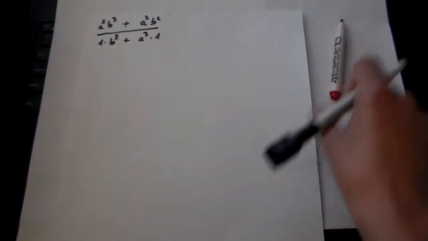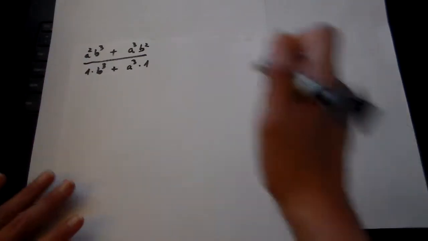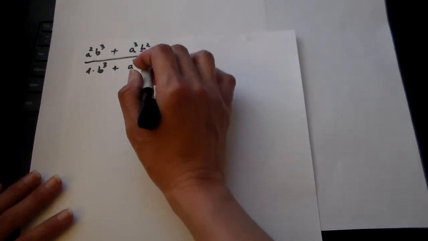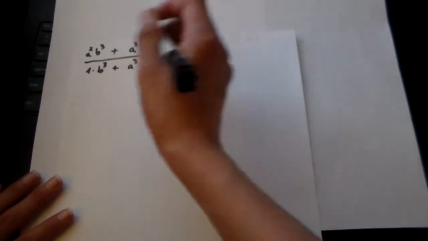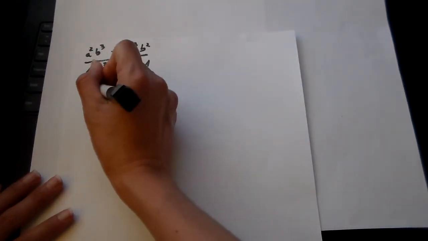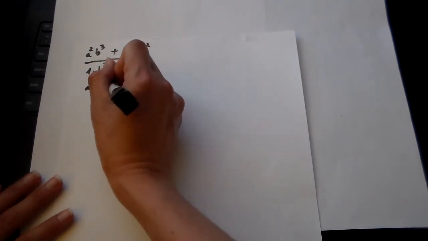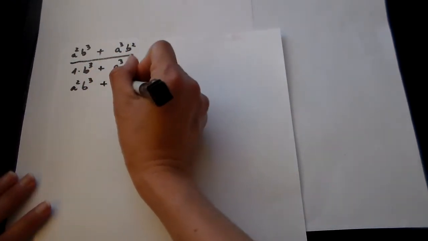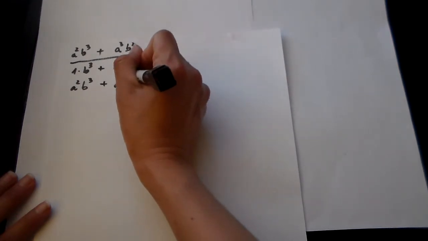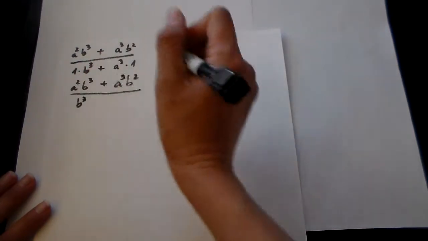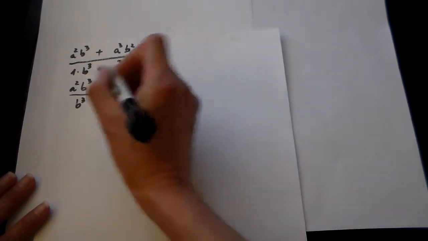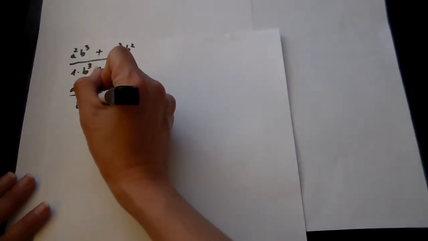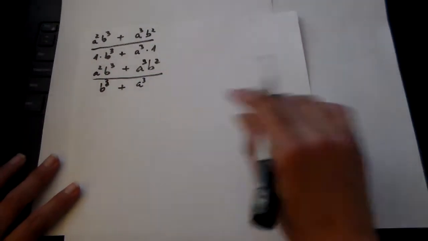So let me move this here. Now I've got a squared b to the third plus a to the third b squared, divided by 1 times b to the third plus a to the third plus 1. Simplifying further, we get a squared b to the third plus a to the third b squared, divided by 1 times b to the third, which is itself b to the third, plus a to the third plus 1, which is a to the third. Okay, let me make this more clear. So this is the third power here. Alright, so we're almost there.